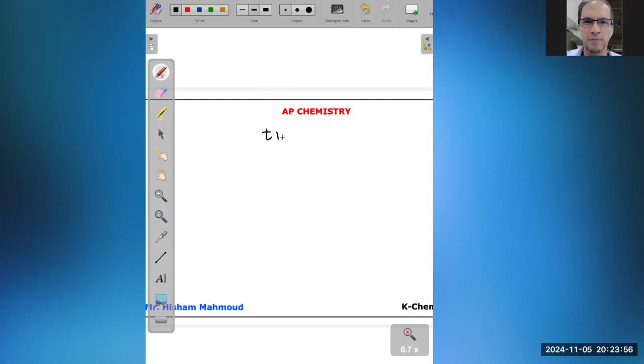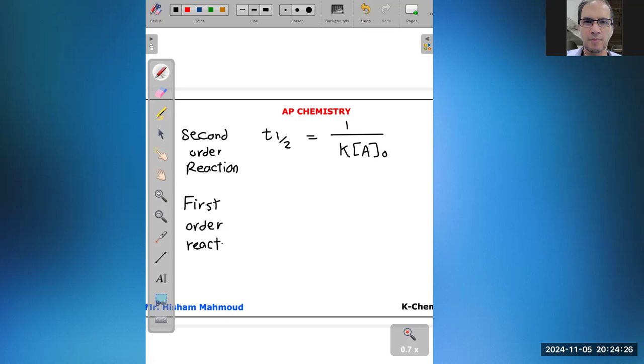The T half of the second order reactions is equal to 1 over K multiplied by the initial concentration. So let's find an example so that we can apply this one. So the last time we said that for the first order reaction, this is the only thing that you need to memorize. T half is equal to what?